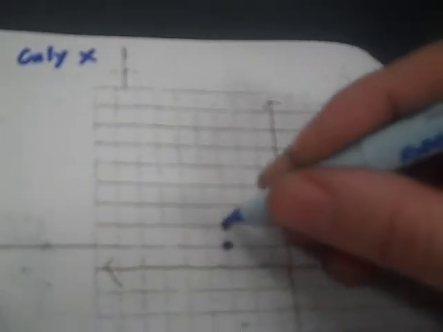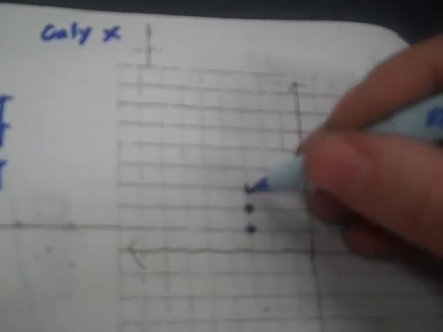So I graph -3 with 1. 1, 2, 3, up 1. I graph -3 with 2. 1, 2, 3, up 2. -3 with 3. So 1, 2, 3, up 3. Okay, we make the line. And there we go. Now pick your favorite point for the test.